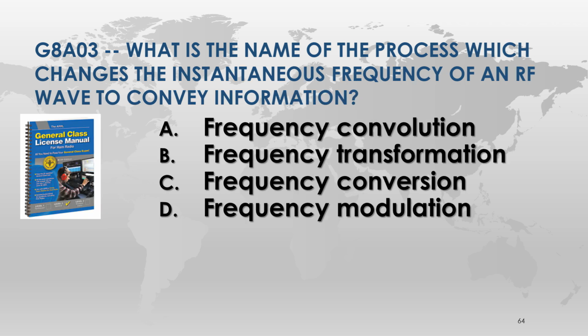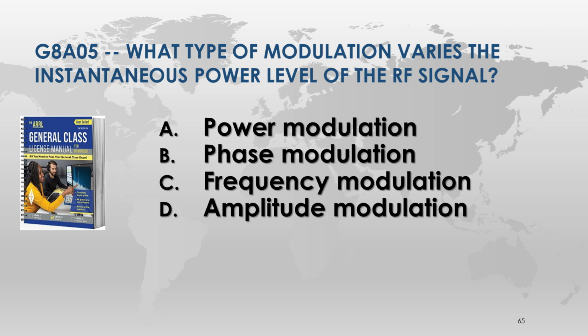What is the name of the process which changes the instantaneous frequency of an RF wave to convey information? Delta. Modulation and its frequency. What type of modulation varies the instantaneous power level of the RF signal? Delta. You're going to be a general, aren't you? I'm working at it.